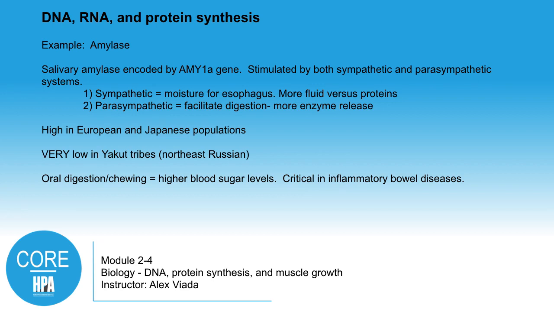Anyway, going back to AMY1A, when you have individuals that secrete a lot of salivary amylase and have a high incidence of this gene expression, oral digestion actually becomes very, very crucial for these folks. And in fact, proper chewing causes blood sugar to rise more quickly than not chewing, if you just swallow entire boluses of food.